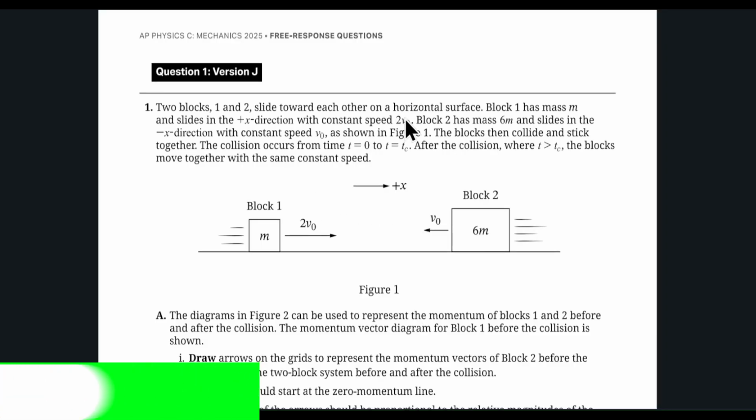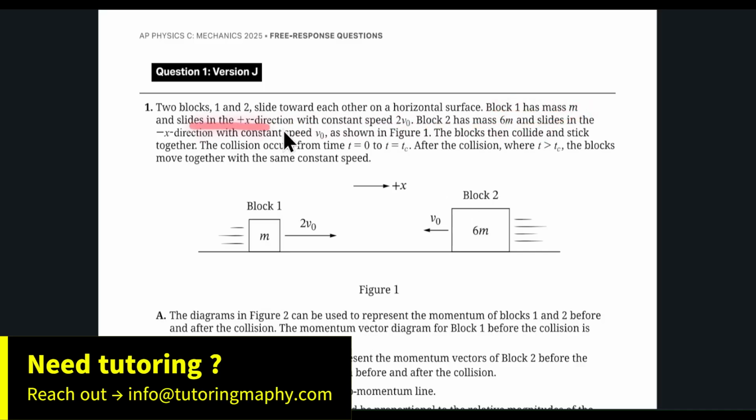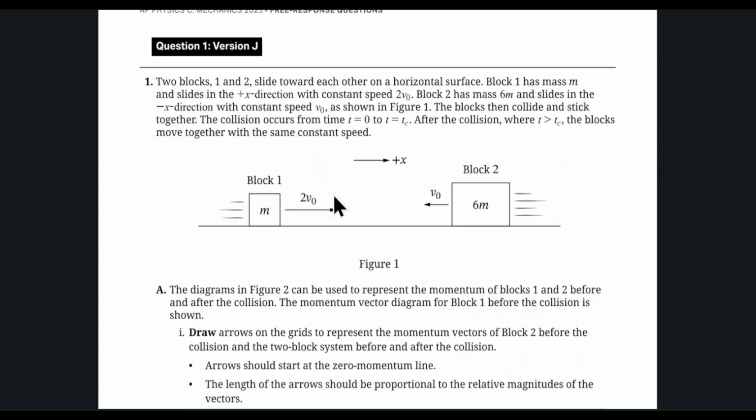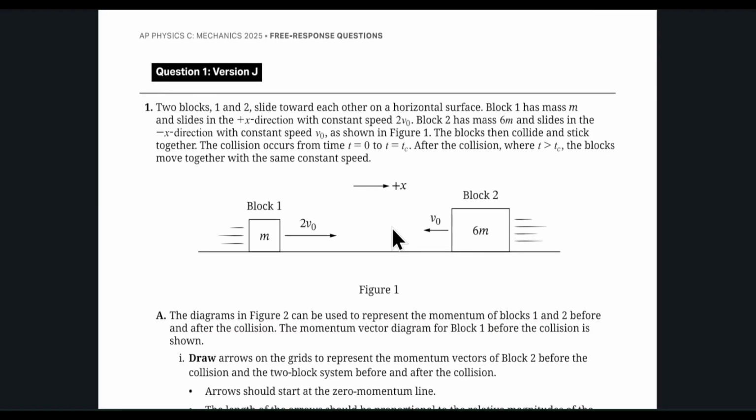They have not really mentioned anywhere that this surface is frictionless or not, or am I not able to find that? The blocks slide and stick together. I don't see it anywhere. Well, that's pretty weird, because if there's friction, how can the momentum be conserved? Anyway, they're interested in knowing that the collision happens from 0 to Tc, where T is greater than Tc.